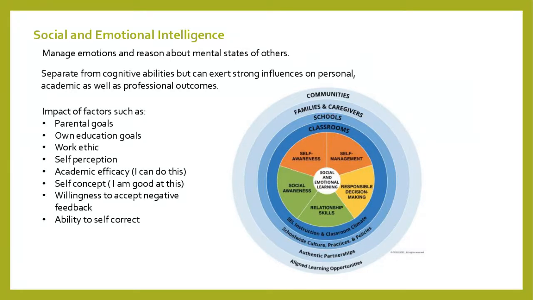It can be impacted by things like parental goals. What are our own educational goals? What is our work ethic? How do we see ourselves? Can I do something? Am I good at something? How willing am I to accept negative feedback? The ability to correct my behavior. So our social and emotional intelligence is just as important, and our social and emotional intelligence has an impact on our cognitive abilities, personal and professional.